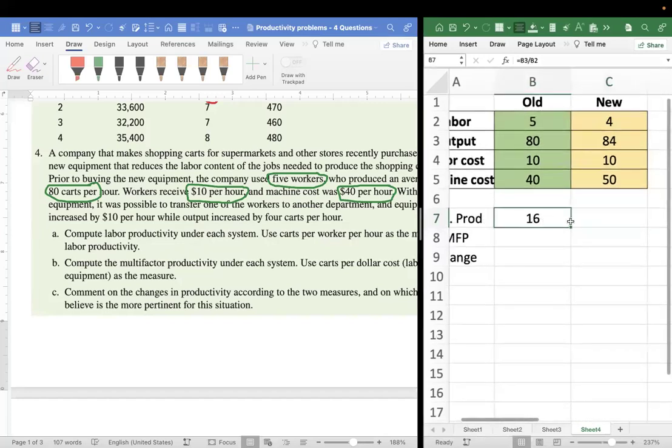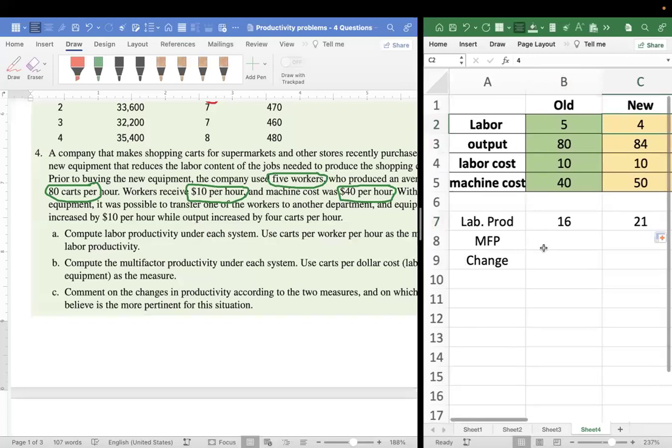And again, you can just drag this one to the next column and it will give you productivity for this one. So here I will click on this one and then drag it, as you can see with this cross at the bottom right end. That gives 21, which means in this system their productivity is 21, which means 84 divided by 4.